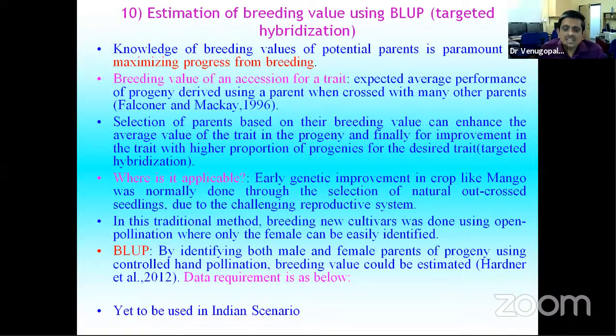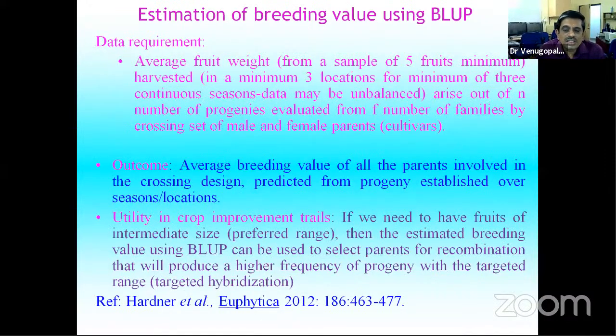parent. Suppose a breeder is interested to identify fruits of intermediate size, that is, its preferred range. Then he should be in a position to identify both the pollen and seed parent, based on the observations generated in the progenies. So this BLUP methodology estimates the breeding value for each of the parents. Given the estimated breeding value of each parent based on the progeny information, a breeder can go for targeted hybridization.